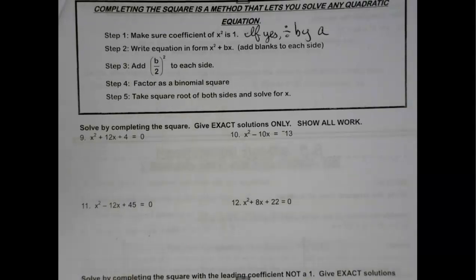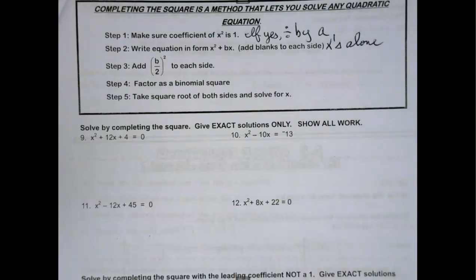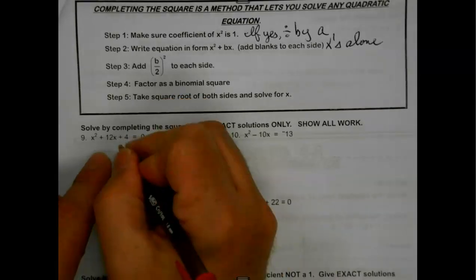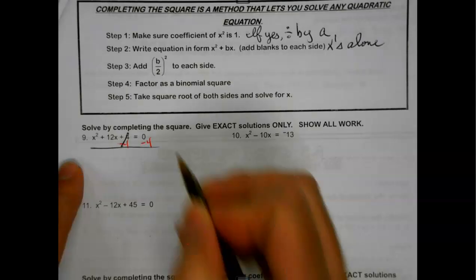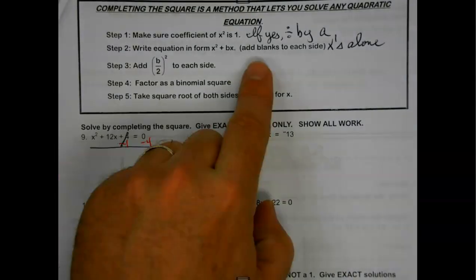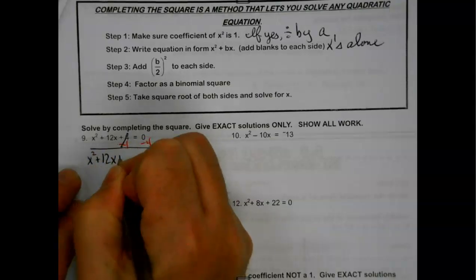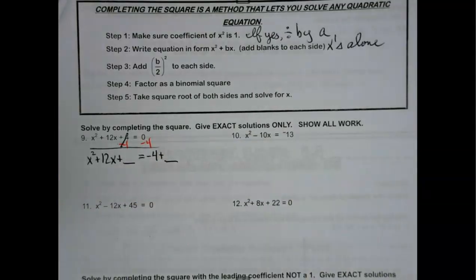Write the equation in the form x squared plus bx. The x's want to be hanging out alone by themselves. You're out on a date, you do not want your 5-year-old brother or sister hanging out with you, okay? X's don't want coefficients hanging out with them. So, if there is one, you are being banished to the other side of the equation. But, add blanks to each side. What the heck? So 12x plus blank equals -4 plus blank.